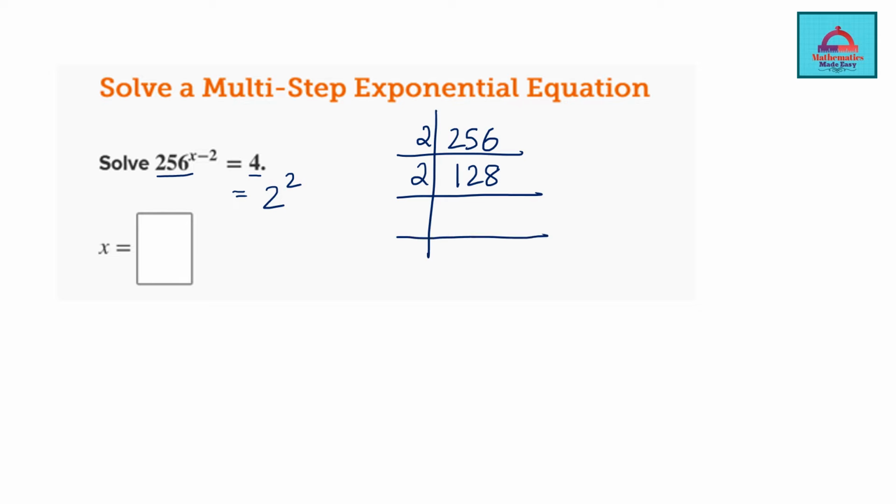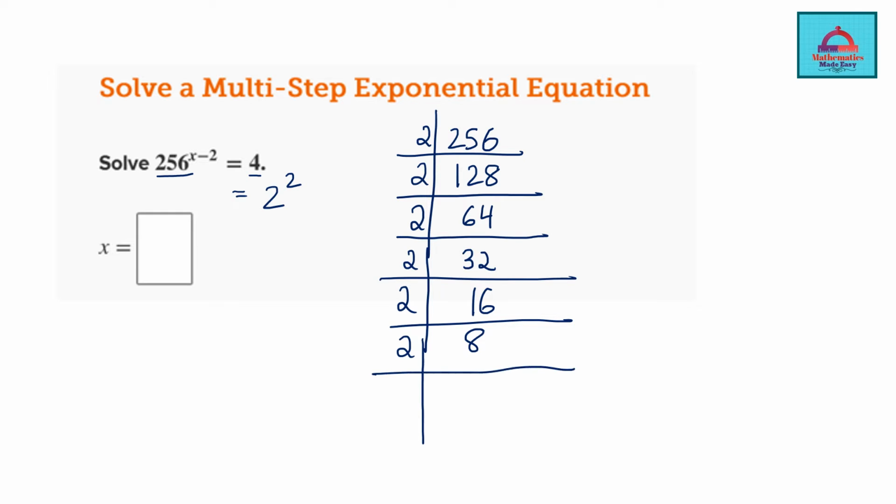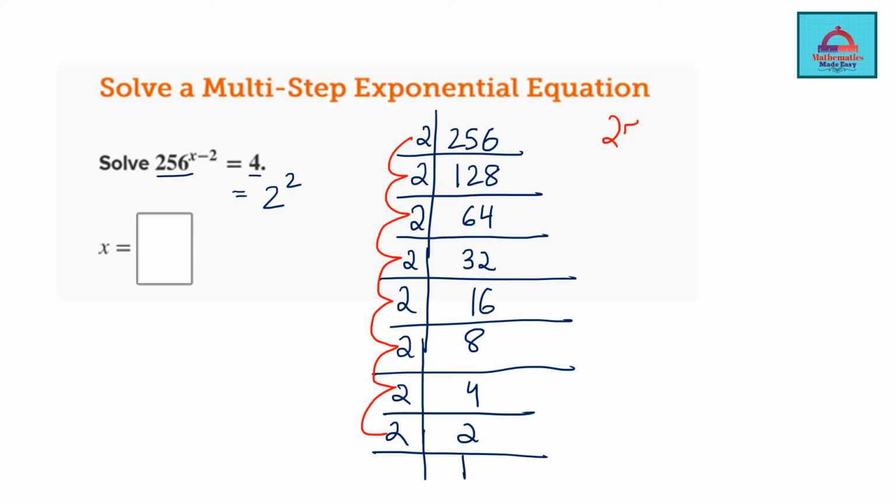So we divide 256 by 2 to get 128, then 64, again 2, 32, again 2, 16, 2, 8, 2, 4, 2, and finally 2, 2, 1. So this is how many times 2? 1, 2, 3, 4, 5, 6, 7, 8. So 256 is 2 to the power 8. Let's replace it here. So 2 to the power 8, and there is always x minus 2 also, so 2 to the power 8 times x minus 2 is equal to 2 to the power 2.